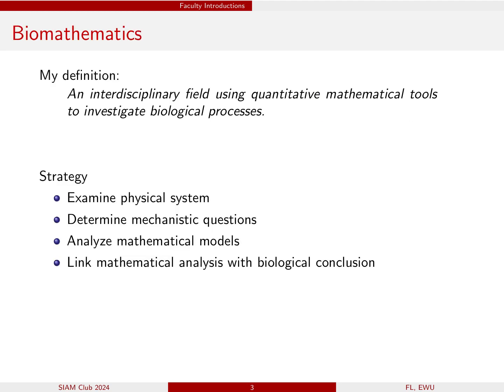So I'll talk a little bit about biomathematics or mathematical biology. My definition of biomathematics is an interdisciplinary field that uses quantitative mathematical tools to investigate biological processes. A typical strategy might be that one has a look at a physical system that they're interested in studying. You might determine some mechanistic questions out of that system, write down some models that represent that system mathematically and analyze them. And then it's important at the end to link your mathematical analysis with some sort of biological conclusion. So you're looping around to explain what the math says in terms of the physical system.